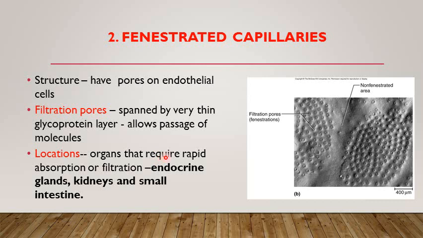These are mostly present where we require rapid absorption or filtration. Definitely these pores are very helpful for that absorption. So these are present in the endocrine glands, from where we need the absorption of hormones. For the filtration in the kidneys, that is a very important organ for the filtration of very important components, molecules and water. So in the kidneys as well as in the small intestine, we mostly see the fenestrated type of capillaries for exchange at the tissue level.